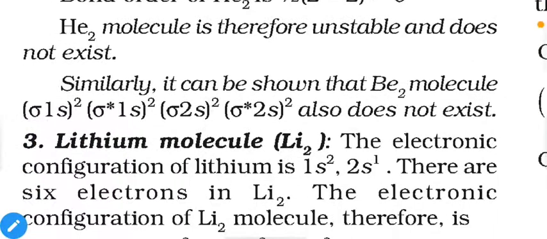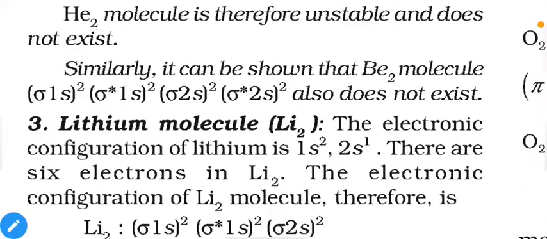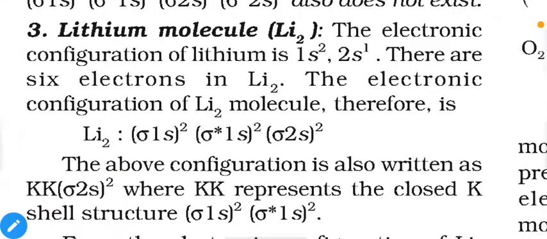And similarly, we can also show that the Be2 molecule does not exist, because if we draw the molecular orbital diagram for the Be2 molecule, then you will notice the number of electrons in bonding and anti-bonding orbitals are the same. That's why the bond order for the Be2 molecule will be 0, just like helium. That's why the Be2 molecule is not possible. Now let's move towards the next example, the lithium molecule.